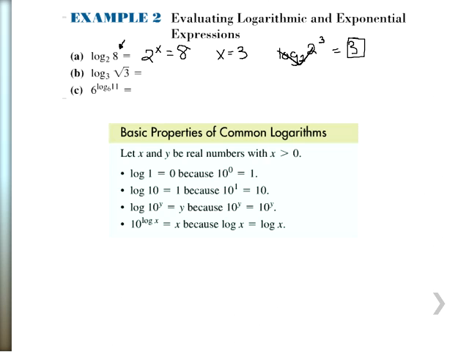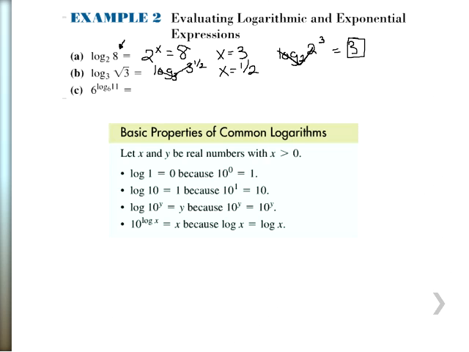I'm going to go ahead and rewrite part B here. I'm going to rewrite that as log base 3 of 3 to the 1/2 power, because that's how the square root can be written, as a rational exponent. And because I have log base 3 of 3, those cancel out, and I'm left with just x equaling 1/2.